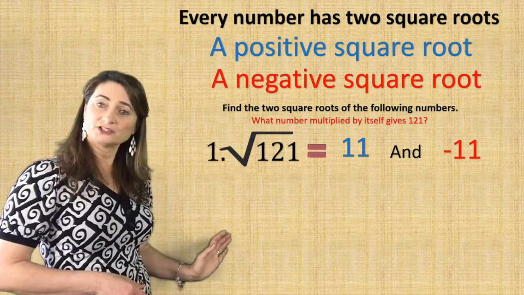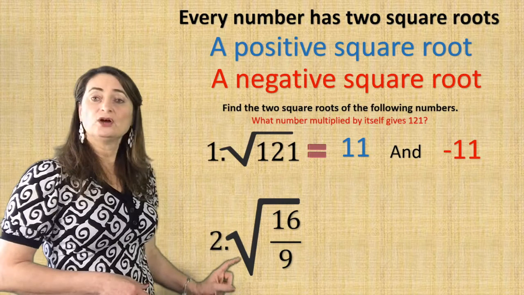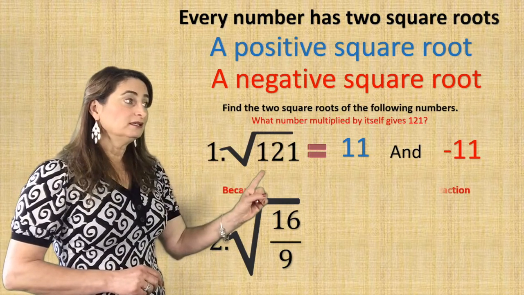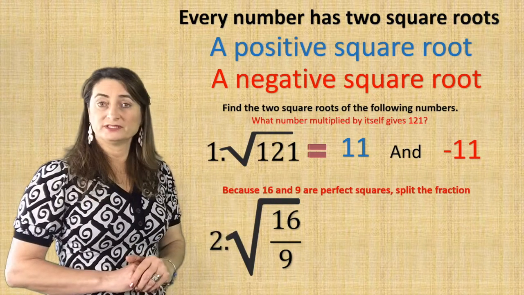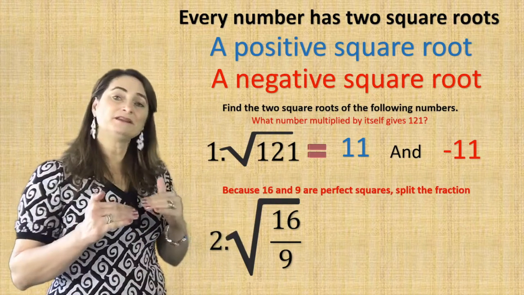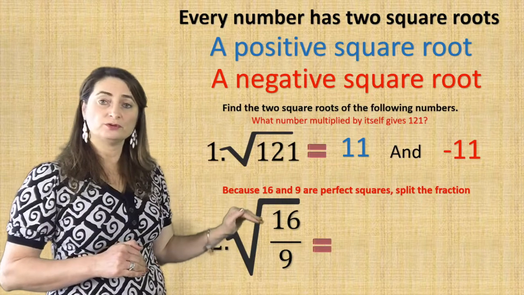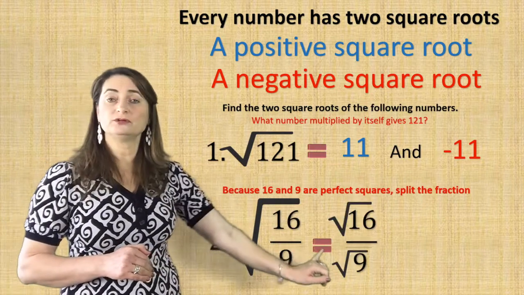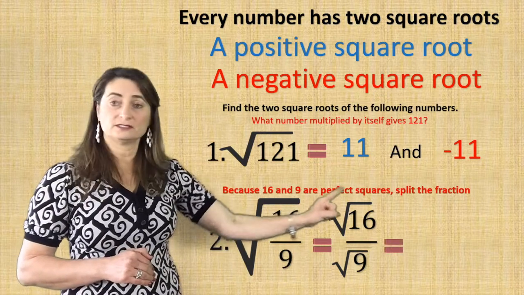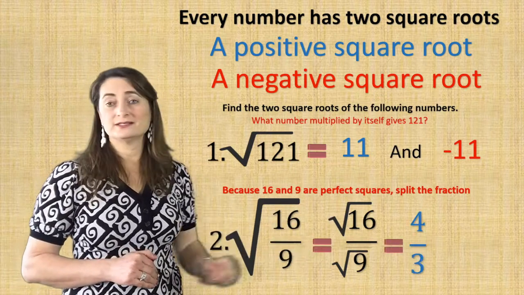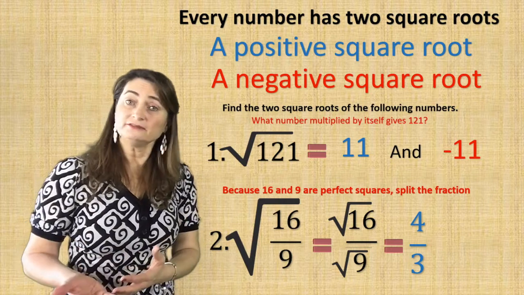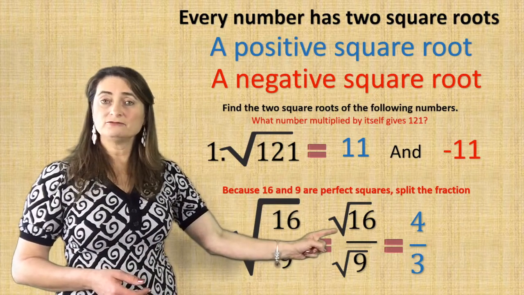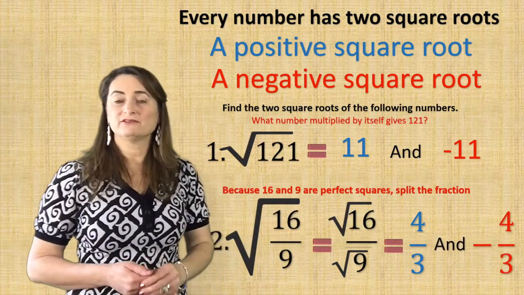Now what if you have a fraction? The square root of 16 over 9. Because 16 and 9 are perfect squares, I can split that fraction into 2 different square roots. So split it: the square root of 16, and then the square root of 9. The square root of 16 is 4, and the square root of 9 is 3. So the answer is still a fraction, 4/3. That's the positive one, and the negative one would be negative 4/3.